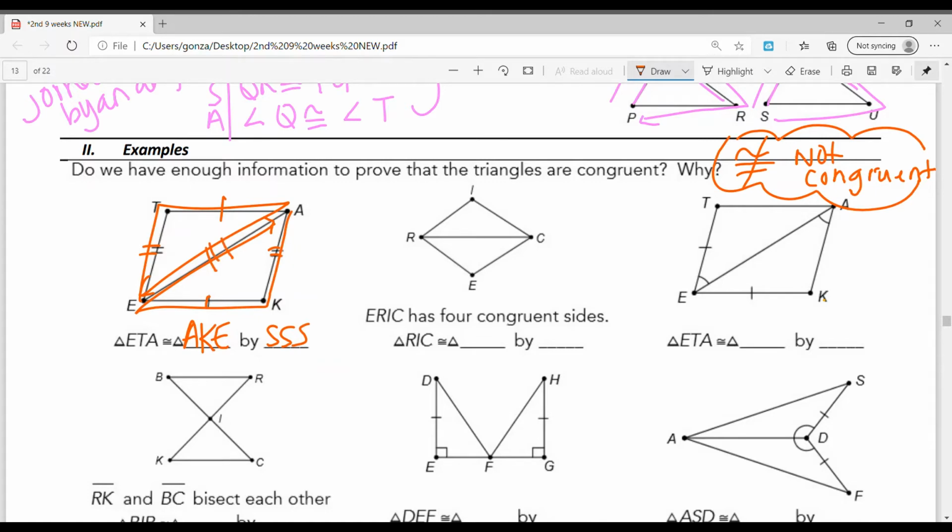All right, it says Eric has 4 congruent sides. Okay, so if I have triangle RIC, look at the direction. RI is congruent with RE, and then I can also say that IC is congruent with CE.